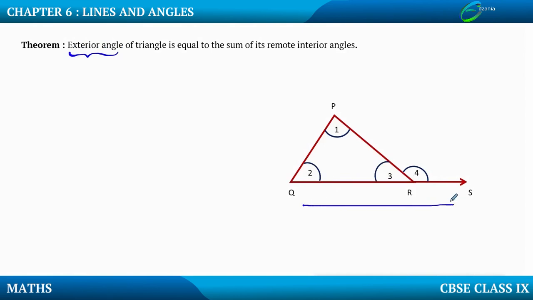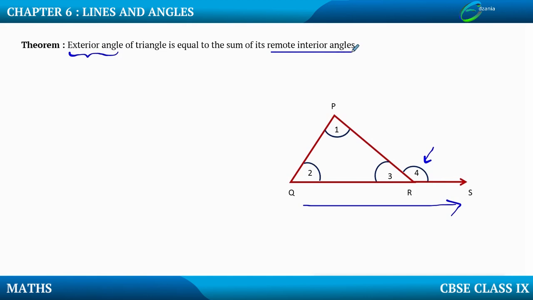So the side QR is extended further. Therefore, we get one exterior angle, that is angle 4 over here. So this angle 4, we get exterior angle. So this angle 4 over here is exterior angle for this triangle, and we are supposed to prove that exterior angle of a triangle is equal to sum of its remote interior angles.